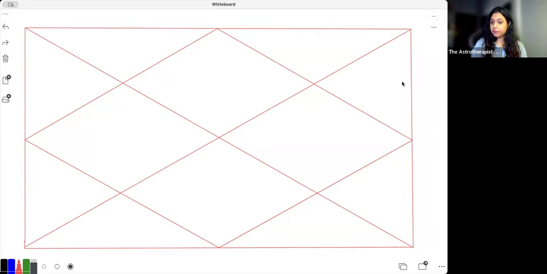Like, it could be a part of career, or it could be individually used also. So let me talk about the houses which make Dhan Yoga. The first, second, fifth, ninth, and 11th.